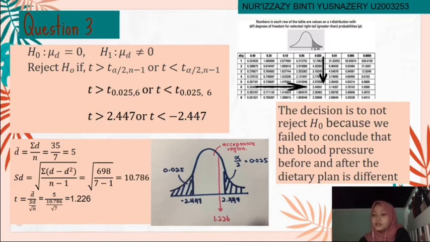So the next step, we need to find the test statistic using the formula that I've put in the slide: the mean divided by the standard error. You just need to fill in the values because we already calculated them in the previous slide. The answer we get is 1.226, which is less than 2.447, right? So to conclude, the decision is to not reject the null hypothesis. We fail to conclude that the blood pressure is different.